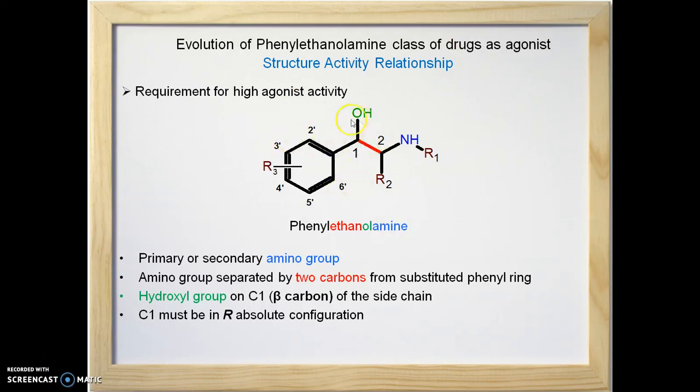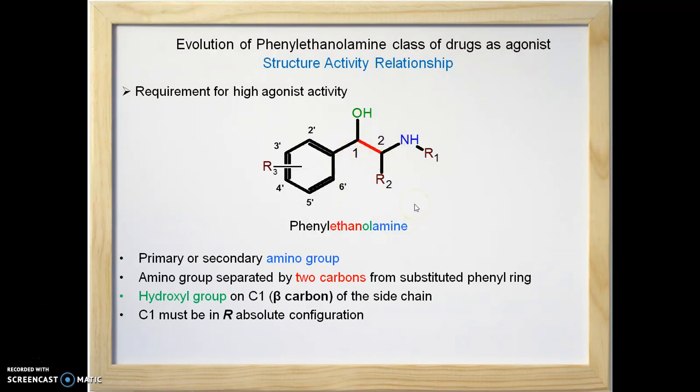Further requirement is presence of hydroxyl group on carbon number 1 or beta carbon. Since carbon number 1 or beta carbon is substituted by hydroxyl group, it becomes chiral. So, what should be the configuration for maximum activity? This beta carbon or carbon number 1 should be present in R absolute configuration. So R configuration is the requirement for high agonist activity.